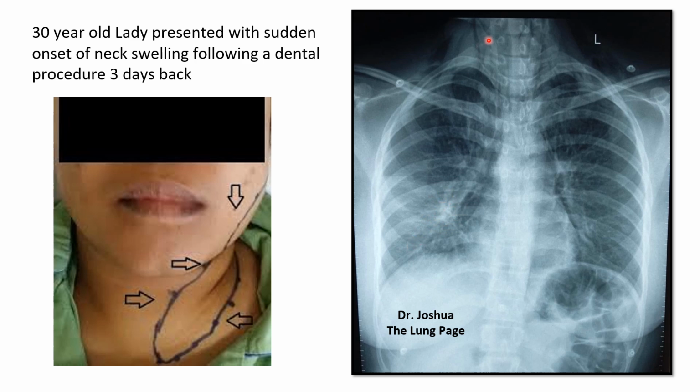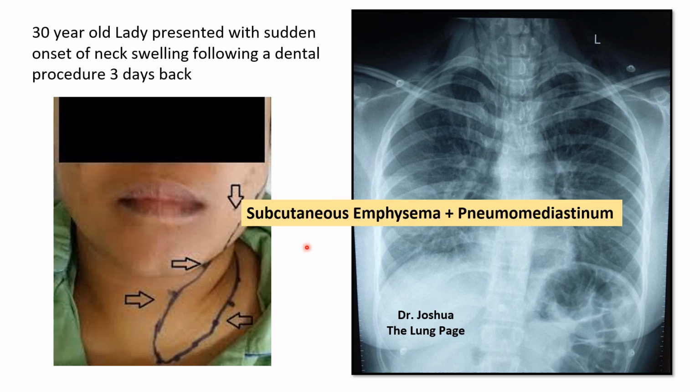When you see this neck area, you can see very clearly a little bit of lucency, straight lucency, with the cardiac contour also. Here you can see this lucency. So what is this called? This is called pneumomediastinum with subcutaneous emphysema. So this is the chest X-ray diagnosis: subcutaneous emphysema plus pneumomediastinum.